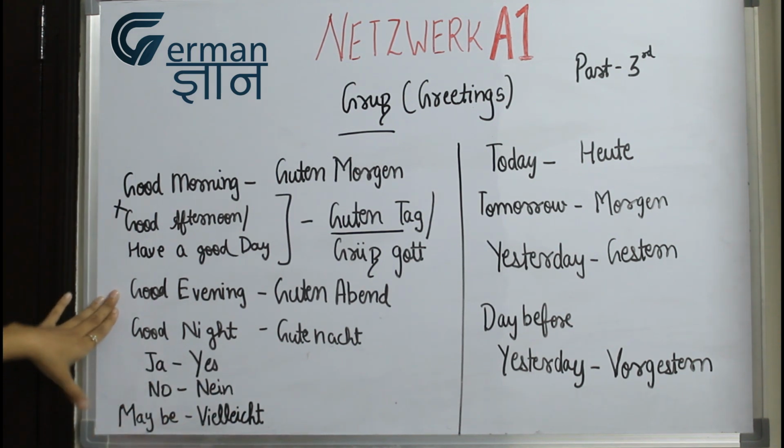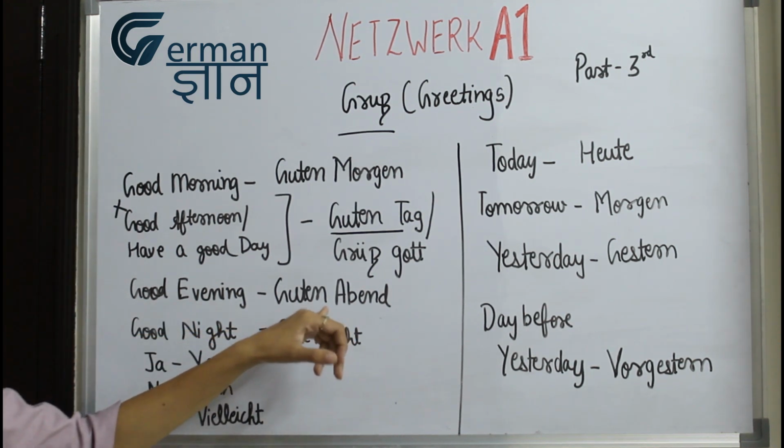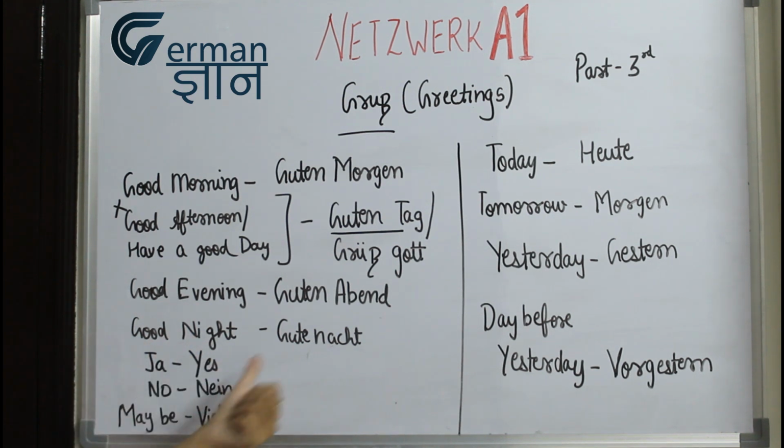Good evening is Guten Abend. Good night is Gute Nacht. So it is Guten Morgen, Guten Tag, Guten Abend, Gute Nacht. Yeah? I hope it is clear to you.